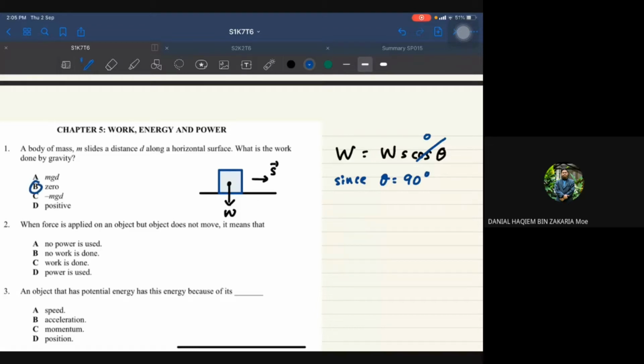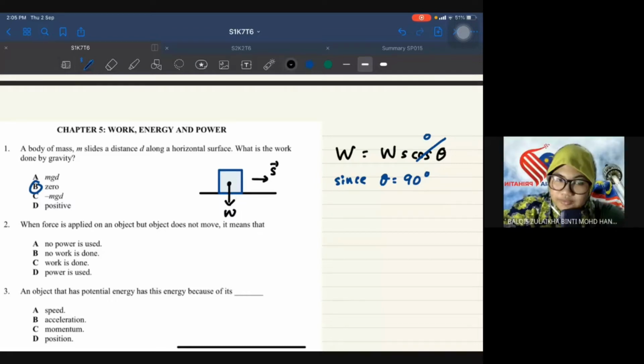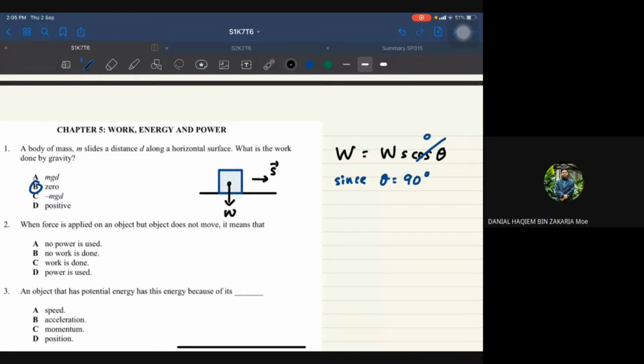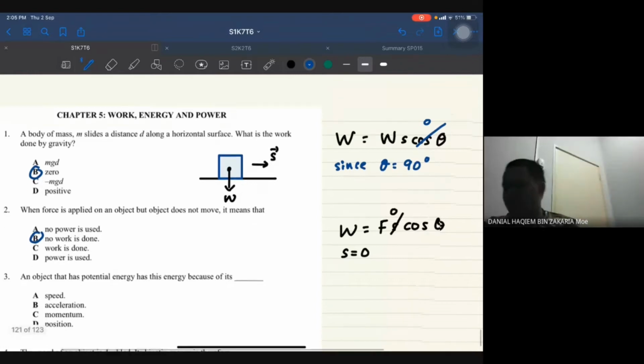Okay, very good. When a force is applied on an object, but the object does not move, it means that what? No work is done. Same thing over here. If we use the same formula, work equals F S cos theta. When the object does not move, the S equals 0. So regardless of the force being applied, once this is 0, everything else is 0. So the answer will be B, no work is done.